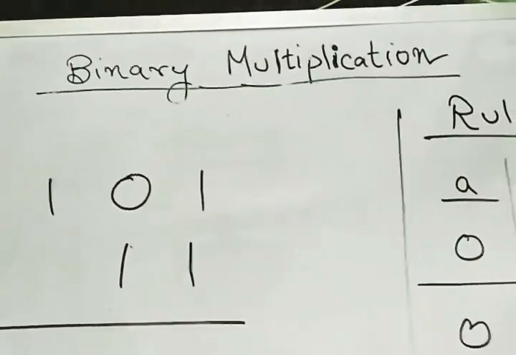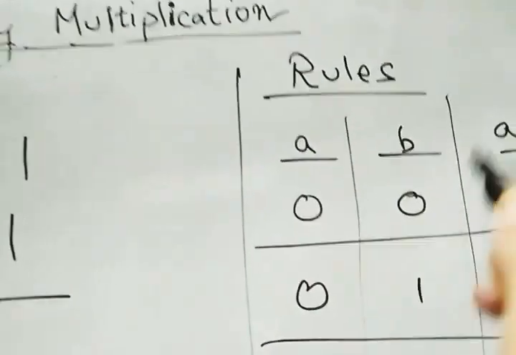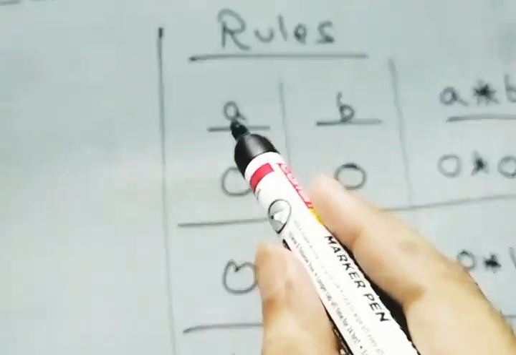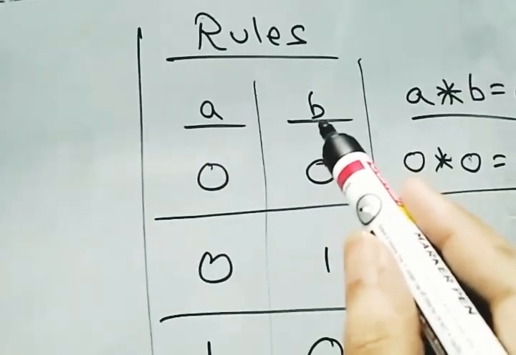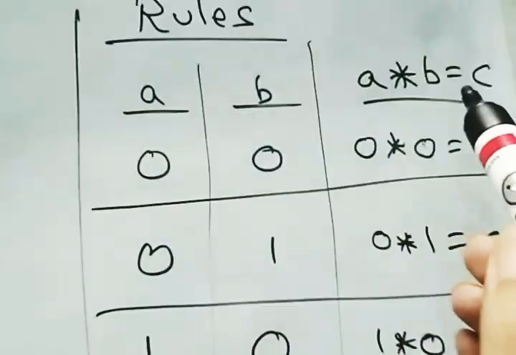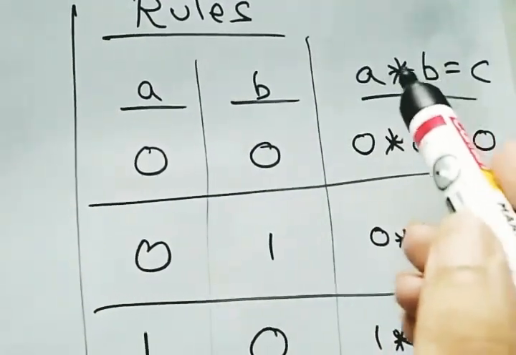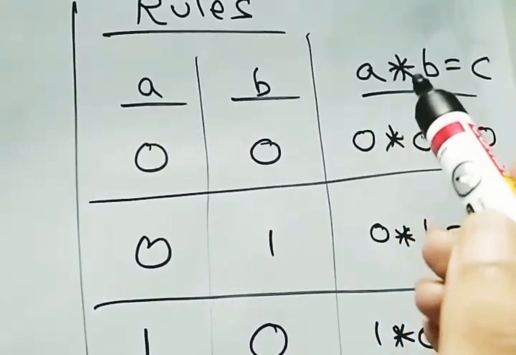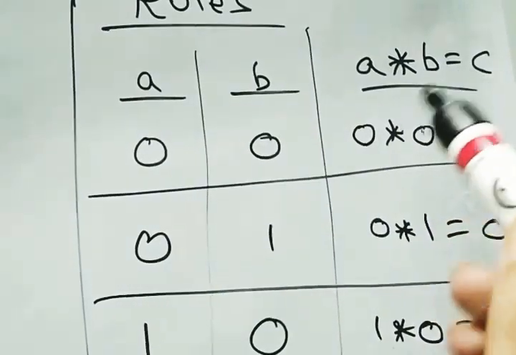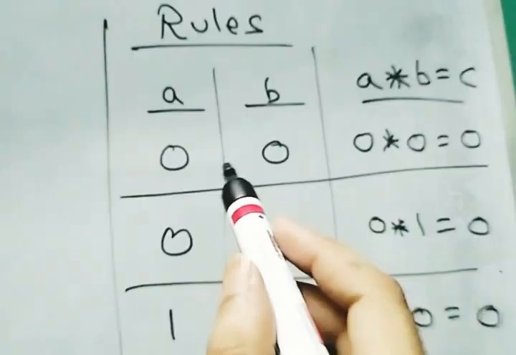We'll do binary multiplication. In binary multiplication, you have to follow some rules. Suppose A is the first digit, B is the second digit, and the result of the multiplication of these two digits is C. That can be represented as A into B. In computer we write asterisk for multiplication. So this is A asterisk B equal to C, representing the multiplication of the two digits.